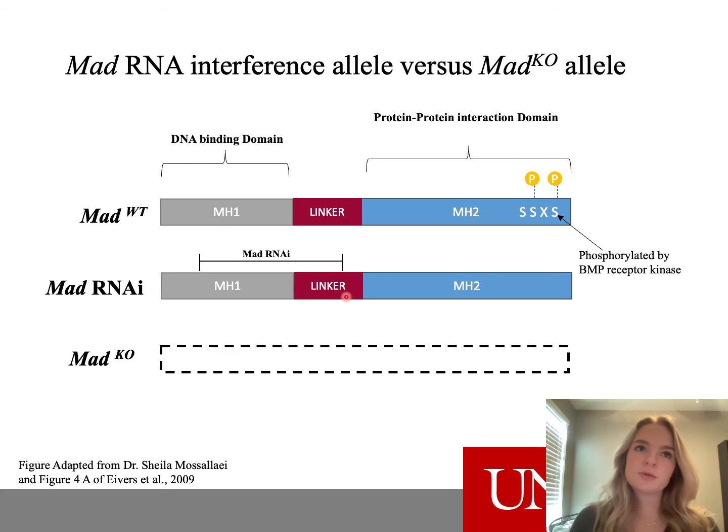There are a few problems with RNA interference in that it's not entirely successful, and there still could be functional protein that could end up in a signaling pathway. Well, my experiment uses a MAD knockout allele, which eliminates the MAD gene from the embryo using genomic deletion.